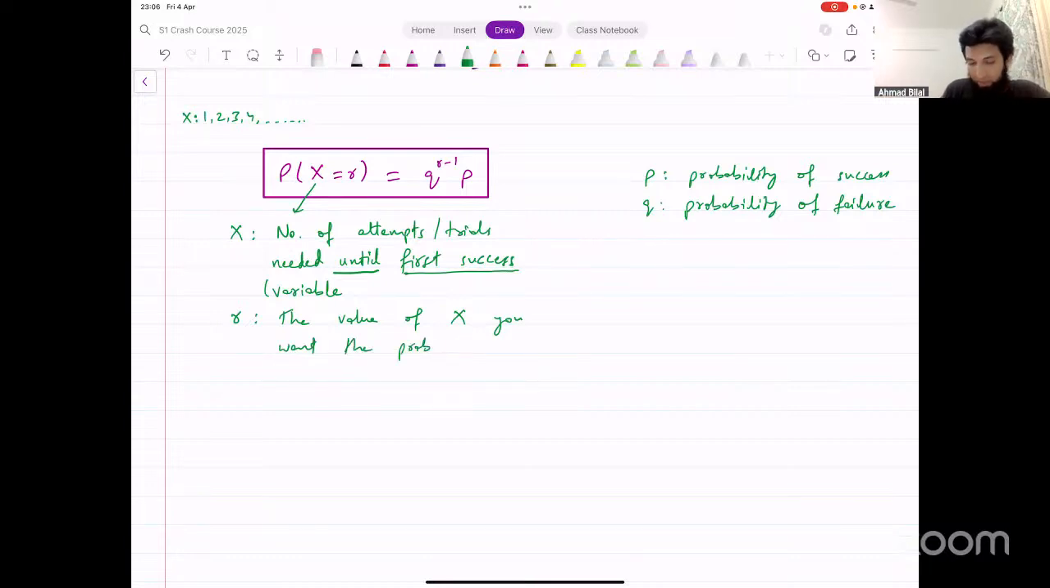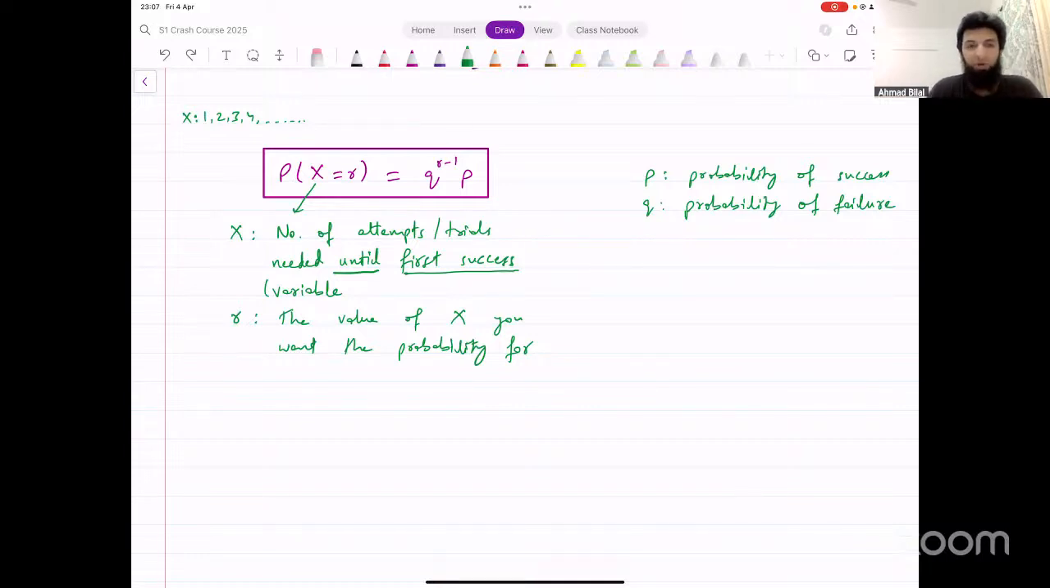Now, I'll explain what that means in a moment. x is a variable that can take any of these values, 1 to infinity, any positive integer. It can't be 0, of course, because you can't get your first success on the 0th attempt. That's a lesson as well. If you don't try, you don't get that success. You have to attempt something to get your first success. So x cannot be 0.